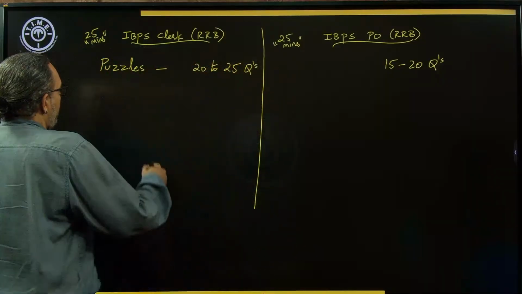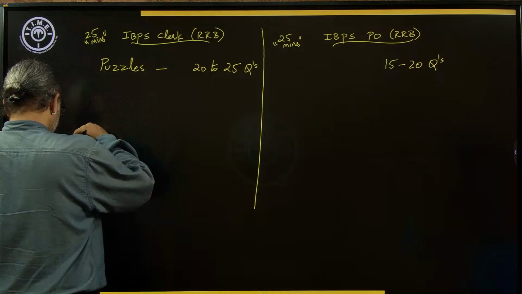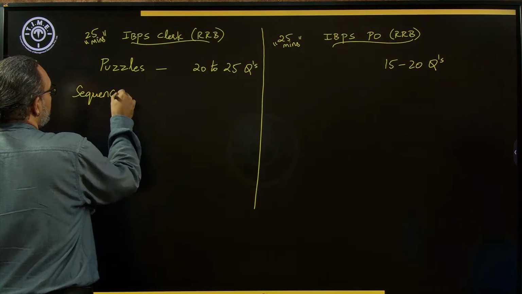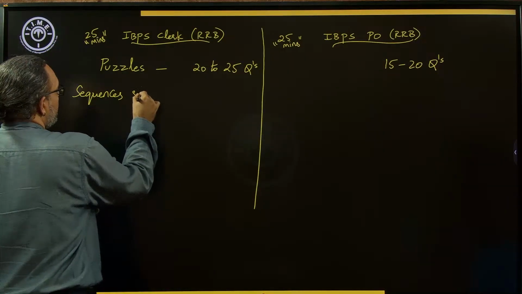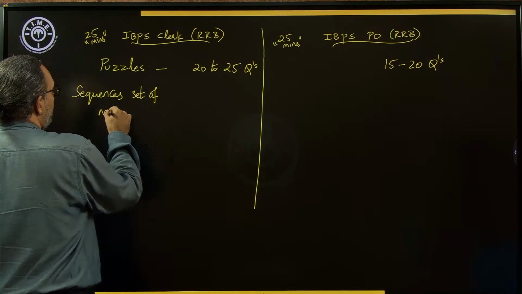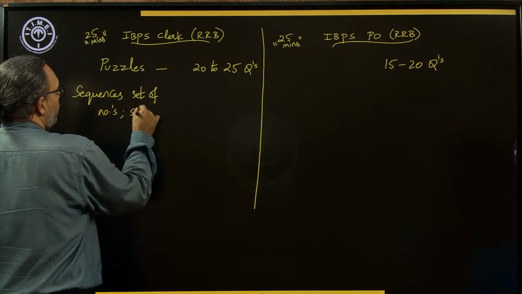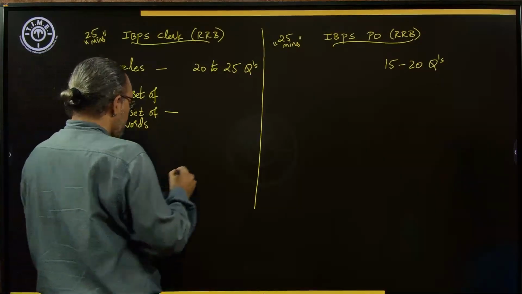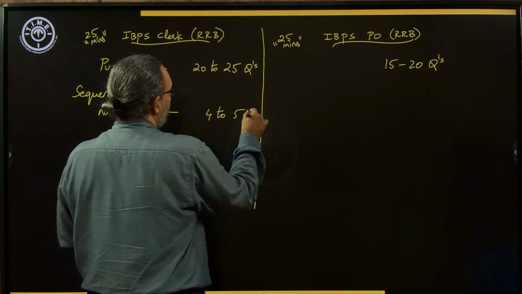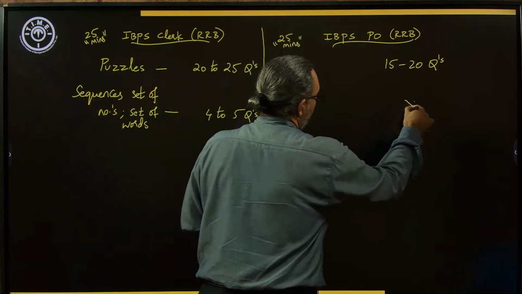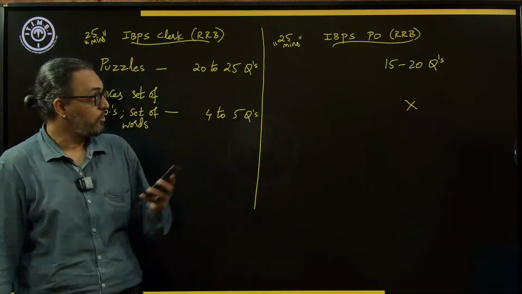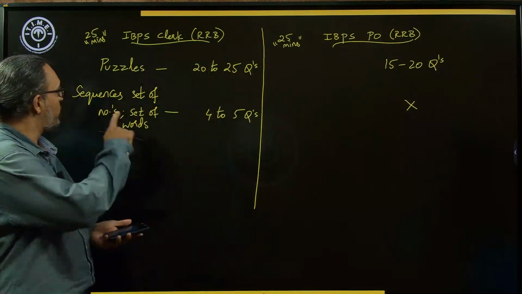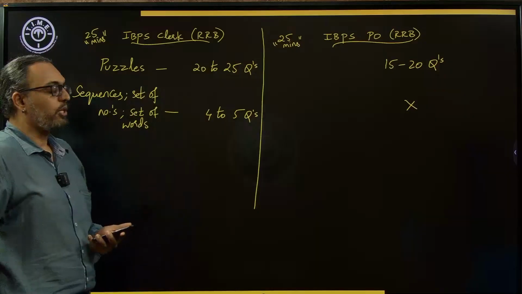Then we have sequences, and then set of numbers and set of words. Anywhere between 4 to 5 questions you will get in these, but you will not get any questions in mains PO rather. For IBPS PO RRB, you will not get questions from sequences, set of numbers, set of words.